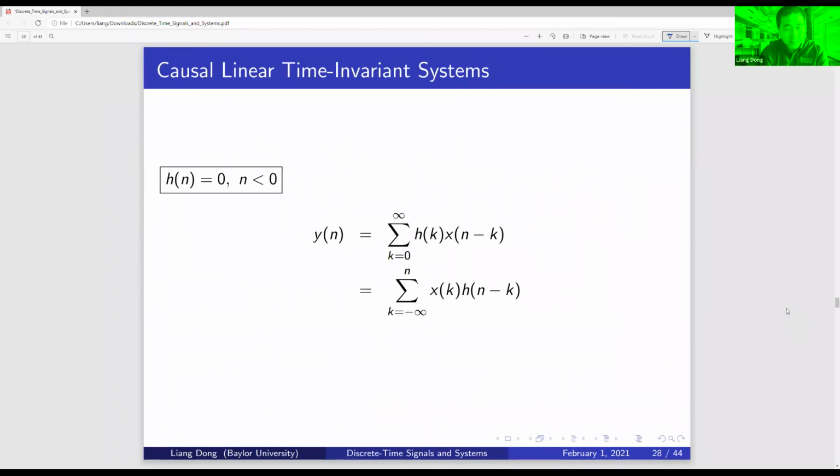Okay, write this out again. If I have a causal linear time-invariant system, that means my impulse response h[n] is equal to 0 when n is negative. And then the convolution sum can be written as a one-sided convolution sum, k from 0 to infinity. Or if we put x first, x[k] h[n minus k], then k equals negative infinity to n.